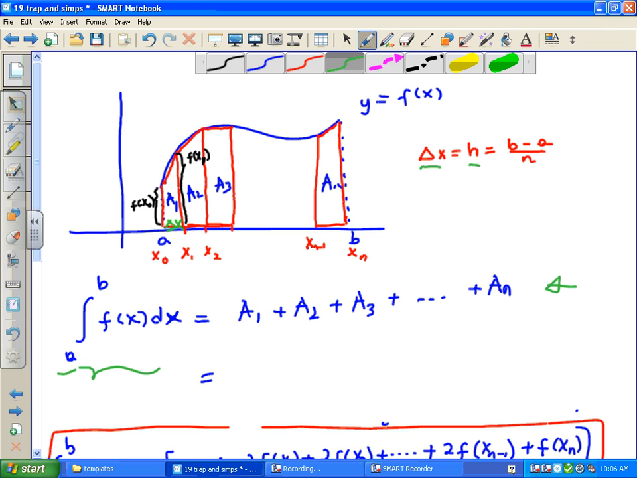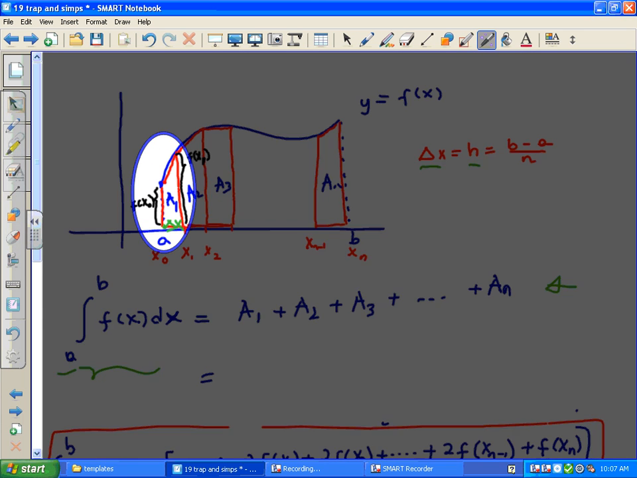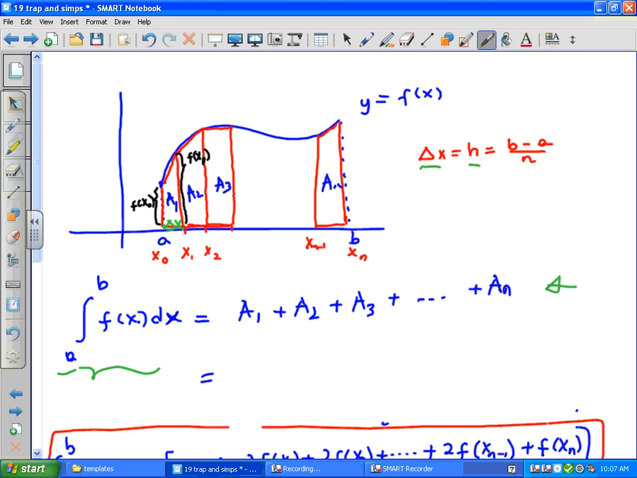The first height, since you plug this number into the function to get it, is f of x sub 0. And the second height is f of x sub 1. So basically, we're trying to write the area of that one little trapezoid. So what will that area be? The width is delta x or h, right? It's in your handout once again.